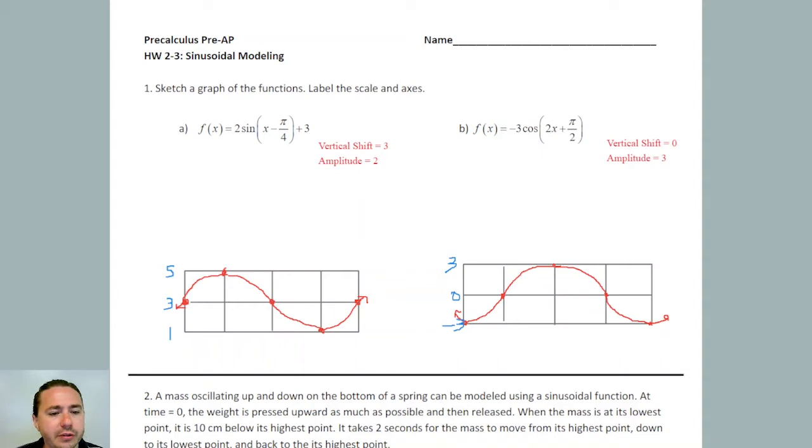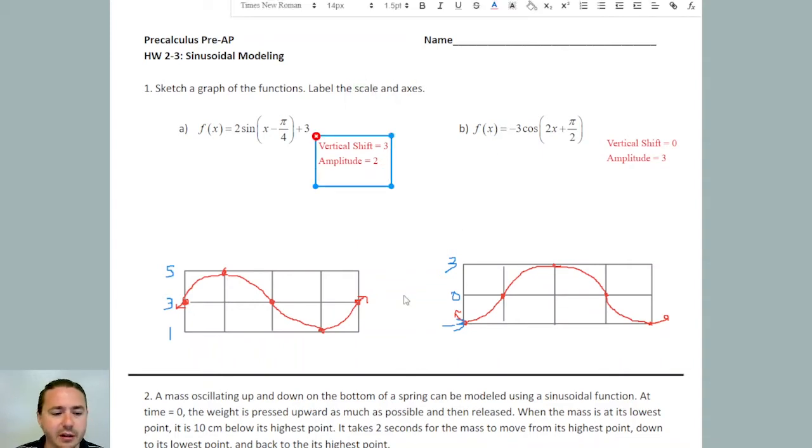The next thing I want to do is identify my phase shift. So that's going to be like, where does the cycle actually begin? It's going to be C divided by B. Notice my B value here is just 1, so it's just going to be C in this case. So my phase shift is going to be, let me get a little pi here, pi over 4.